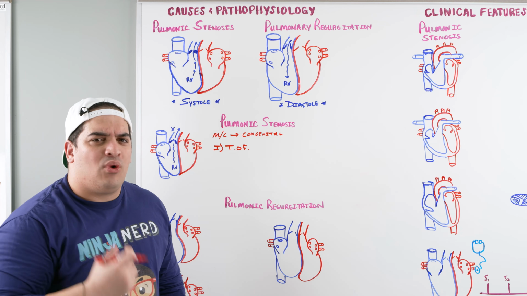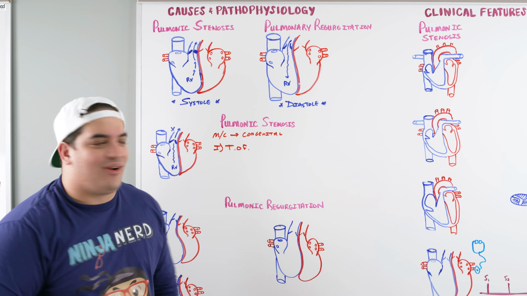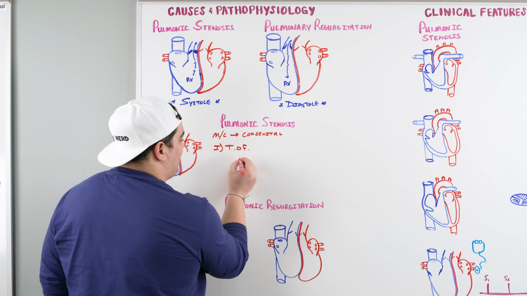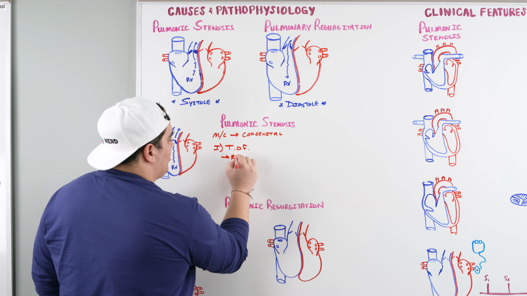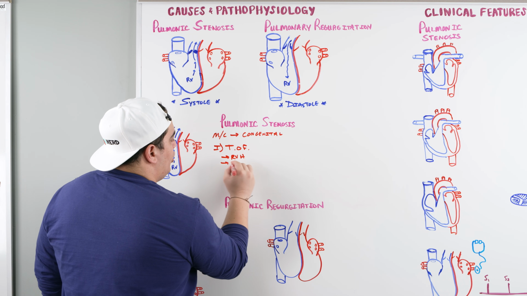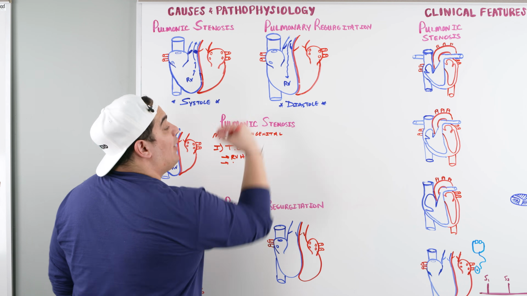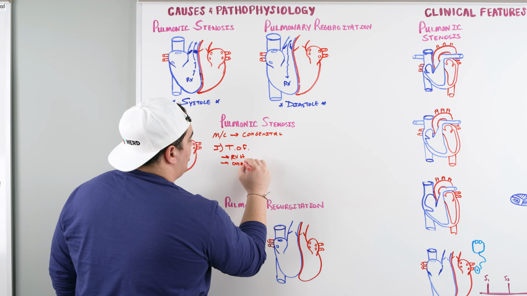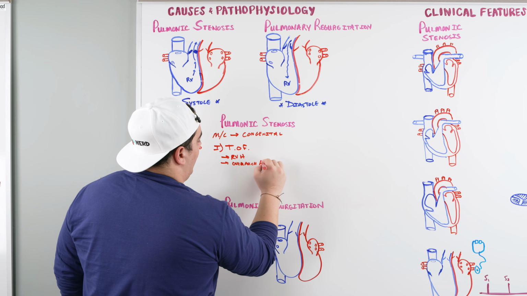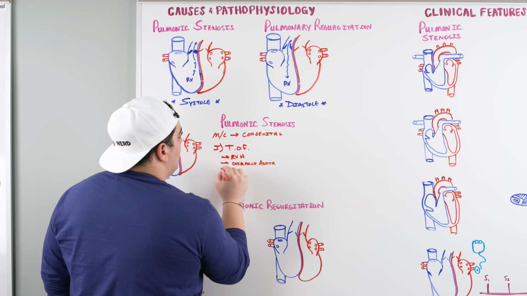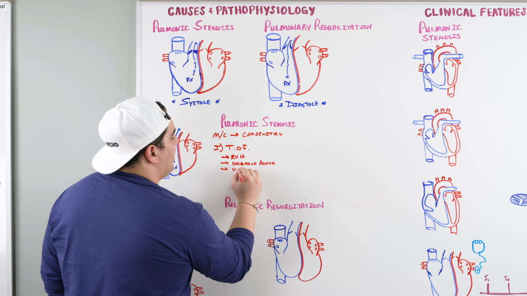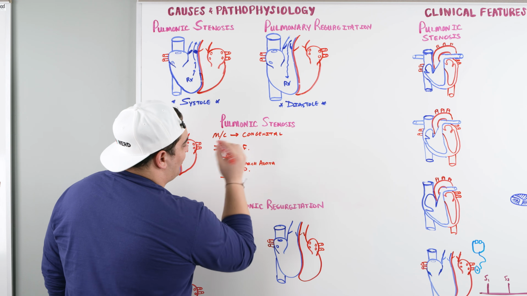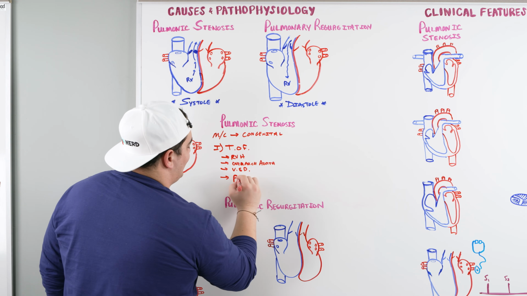Tetralogy of Fallot involves four different types of defects of the heart. What are those defects? The first is right ventricular hypertrophy. You also see a high riding aorta, so we'll put an overarching aorta, and it's high riding. You also see a ventricular septal defect, and you also see pulmonic stenosis.